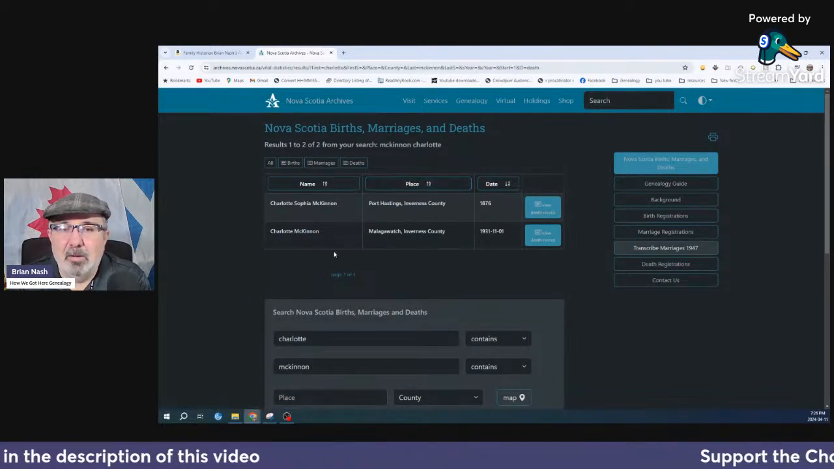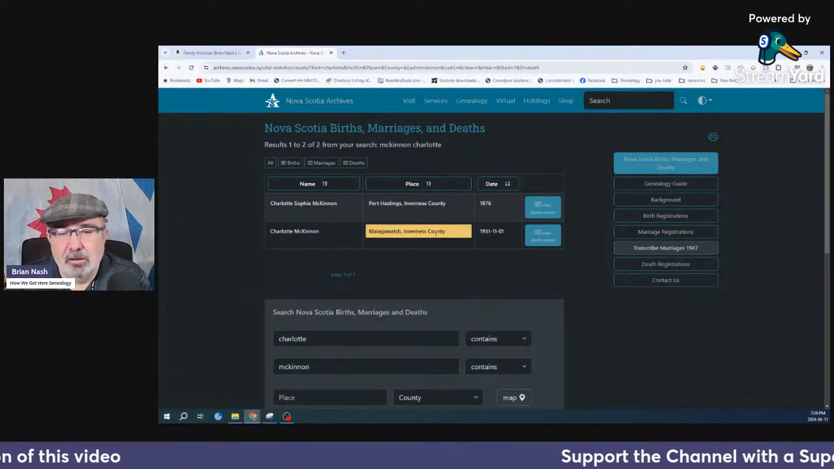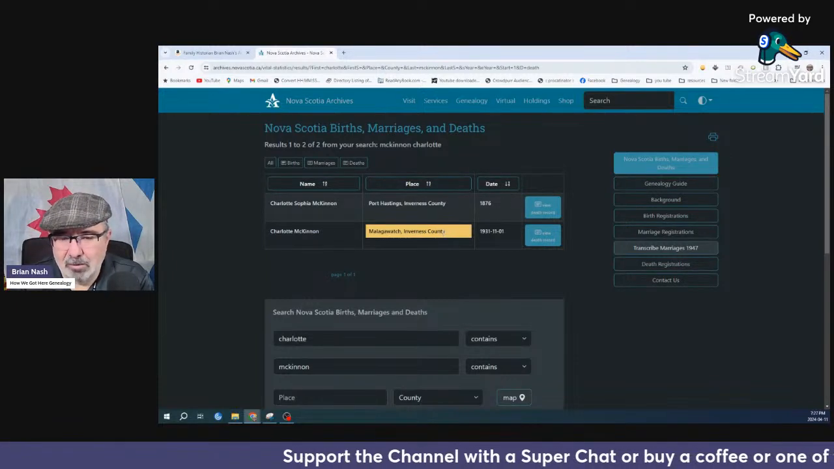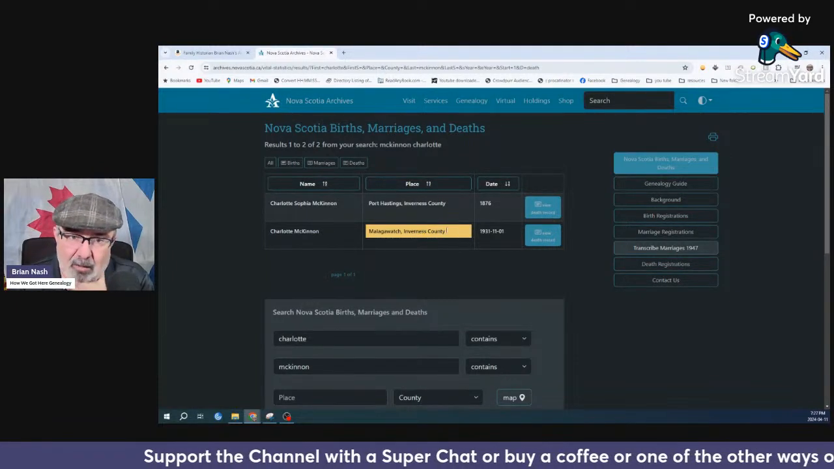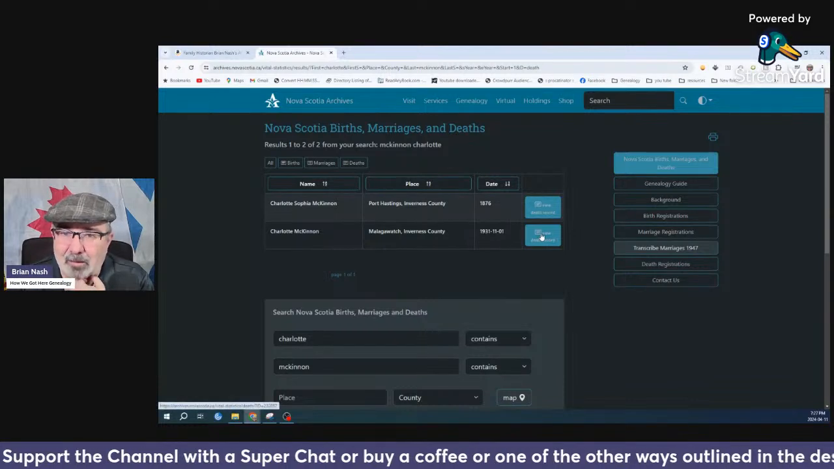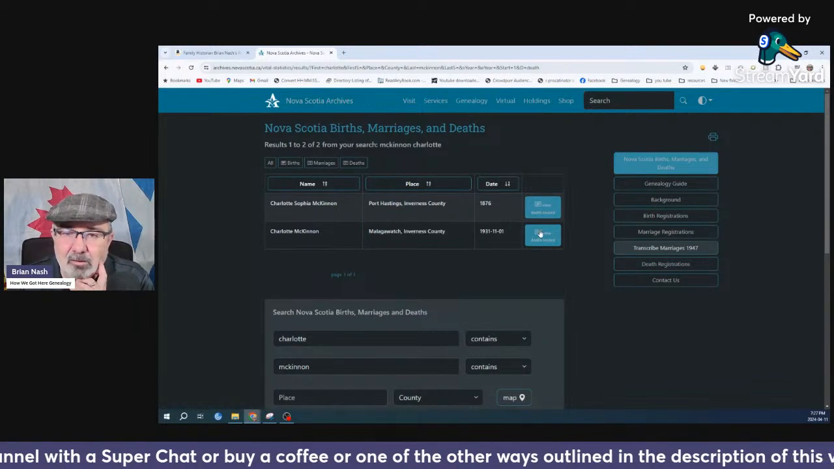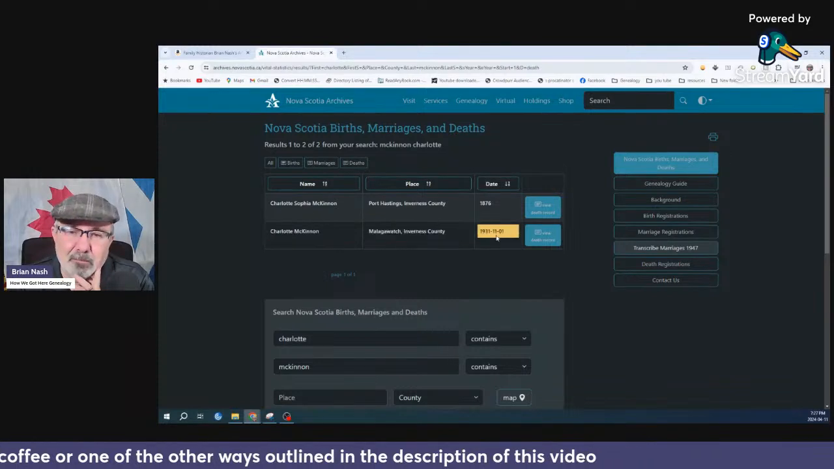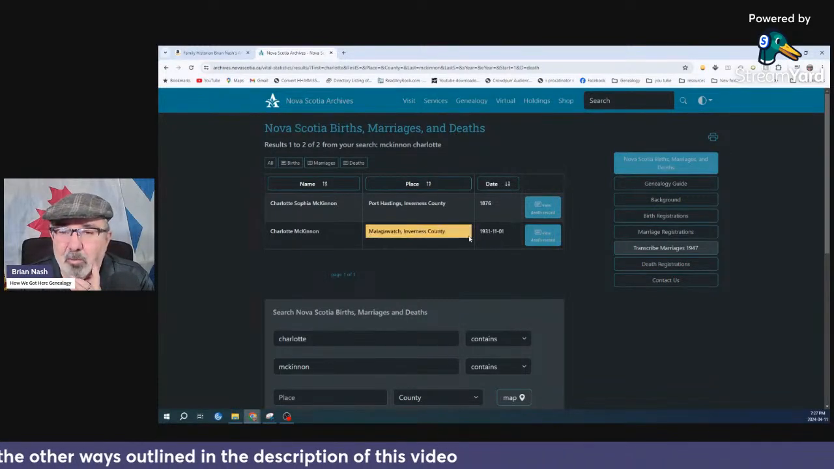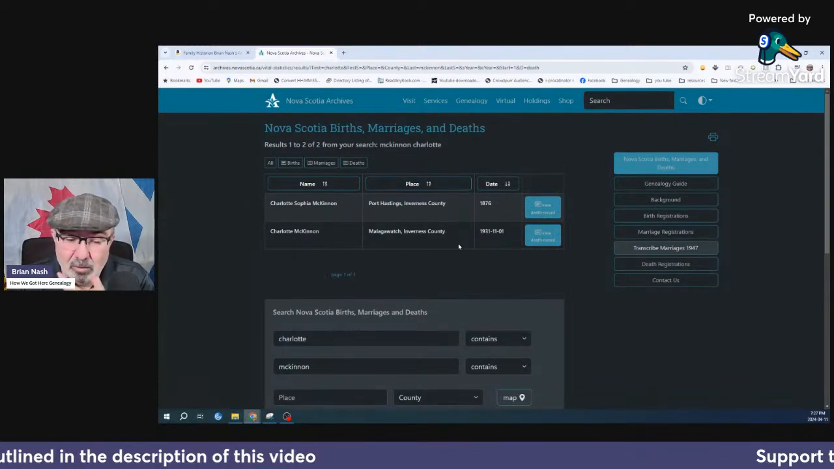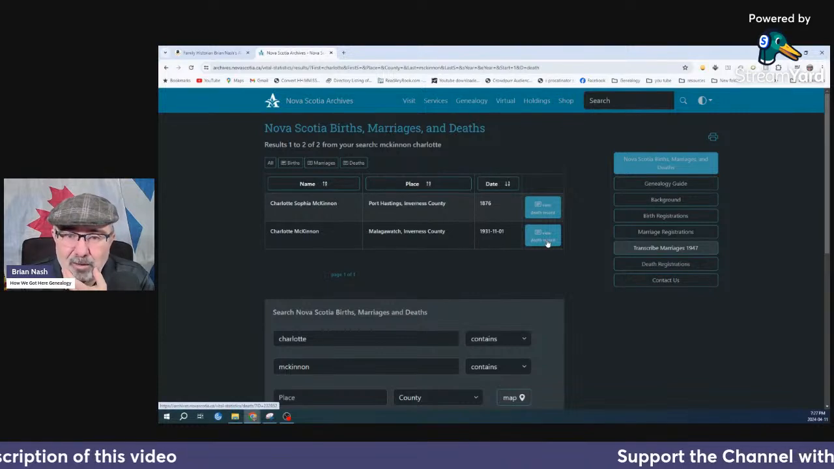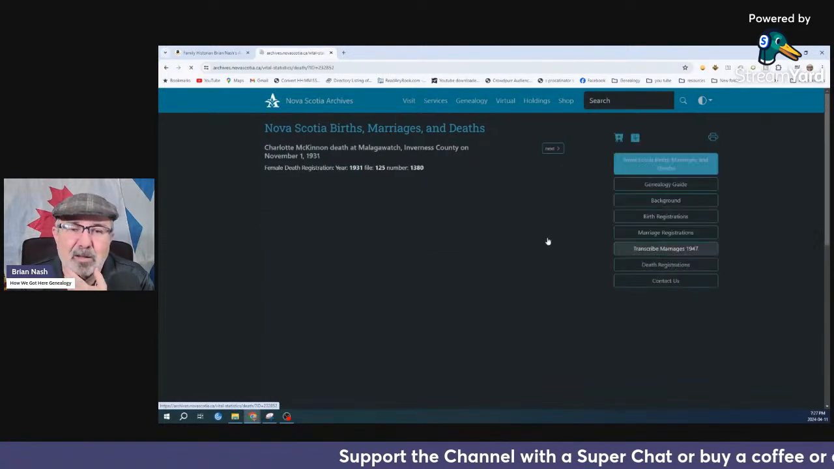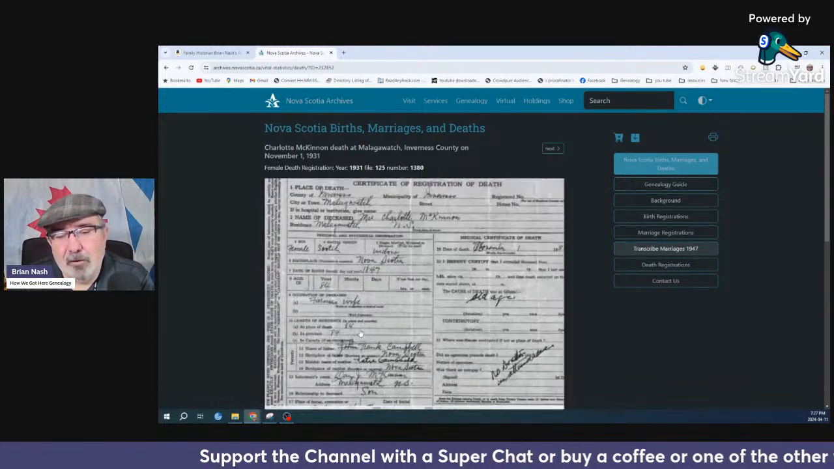So I have Charlotte McKinnon in Malagawatch, Inverness. I don't know if you noticed in the marriage registration, that's where her husband had been living. So pretty sure this is probably going to be the right person. In 1931, she suits the proper person, but let's just see what we find. So we find her death registration.